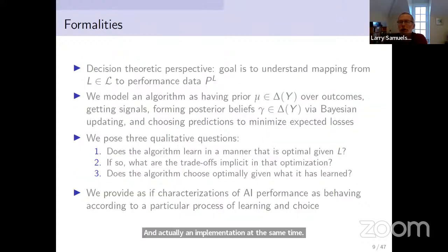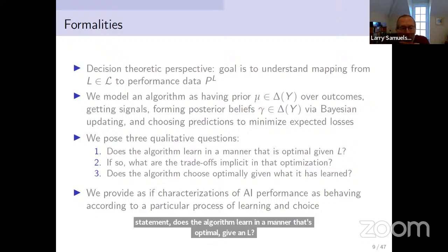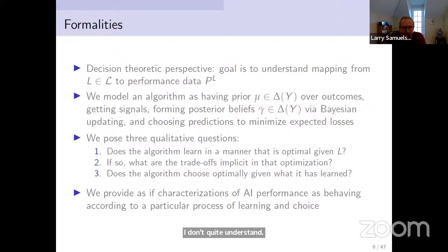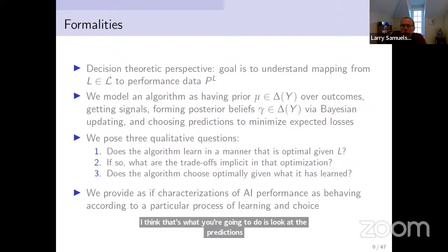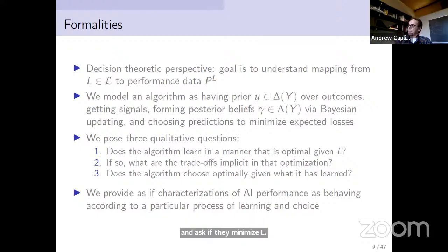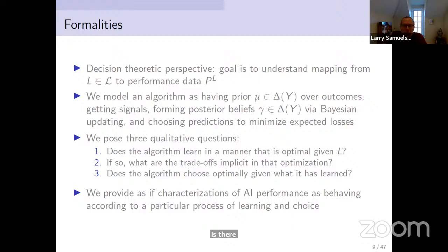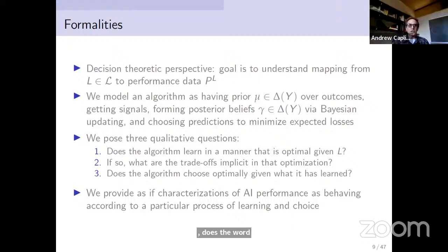Andrew, may I interrupt with a question? Please. The statement, does the algorithm learn in a manner that's optimal given L? I don't quite understand. I would have interpreted it as, does the algorithm predict in a manner that is optimal given L? And I think that's what you're going to do: look at the predictions and ask if they minimize L. Does the word learn give us something beyond that? Yes, Andrew, can you answer that?